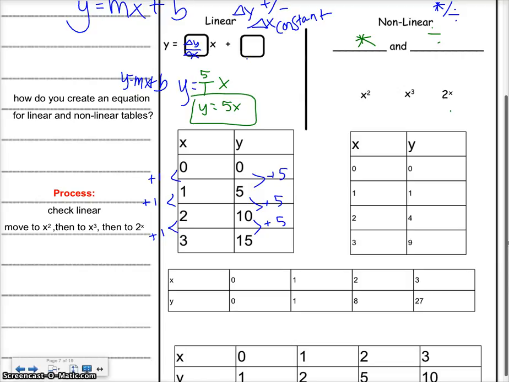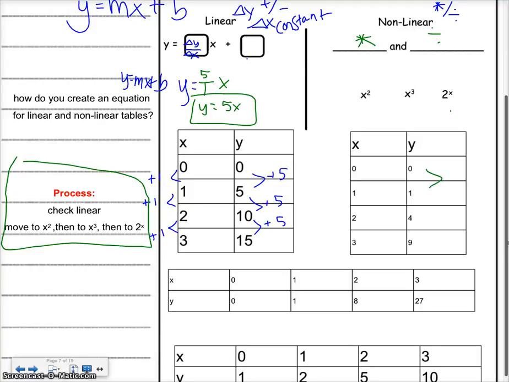My process, if you look at my little process here, is that I always check to make sure it's linear. If it's not linear, then I'm slightly grumpy because now I know I might not get it right away. Linear will always follow this process. It's always the easiest. Nonlinear, you start at x squared, see if it works. Then you go to x cubed, see if it works. And then you go to 2 to the x.